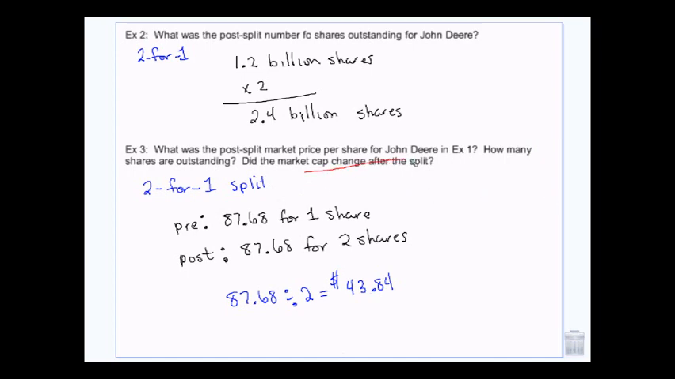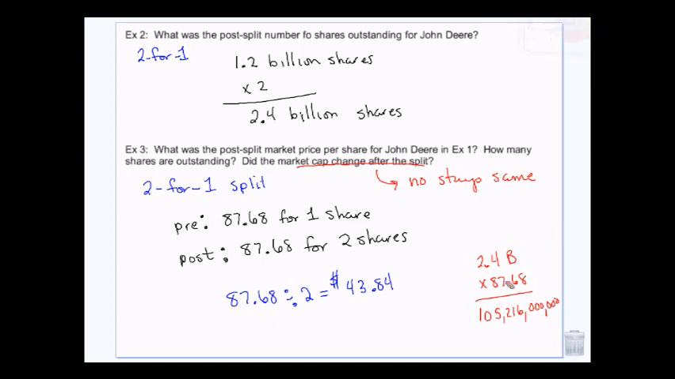And then did the market cap change after the split? What do you guys think? No. It stays the same. And if we multiplied 2.4 billion times 87.68, we would still get that 105,216,000,000. You could double check yourself and do the multiplication, but it would be the same because the market cap doesn't change, just the number of shares and the price per share.